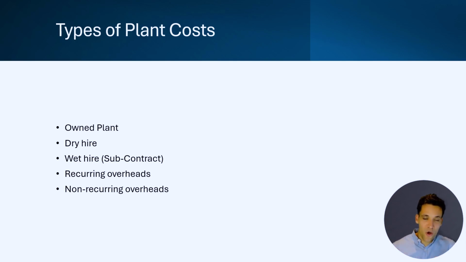There's plant that we own. So these are more like capital expenditures. Say we own an excavator, what allocation of the upfront purchase, the depreciation costs go to the project. So those all fall under owned plant.